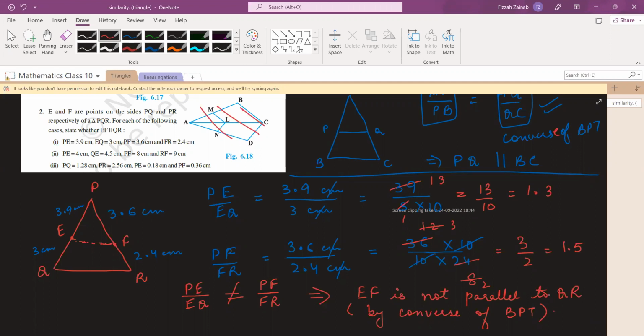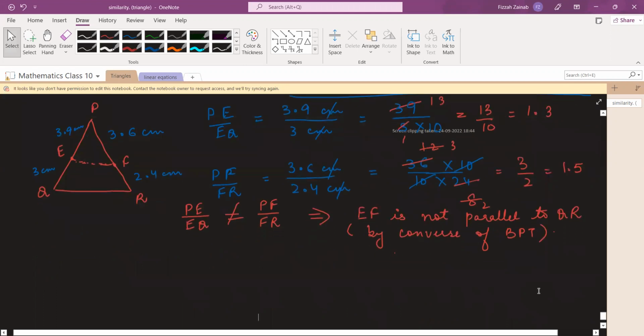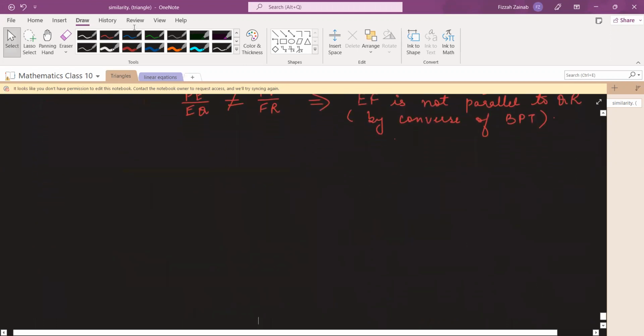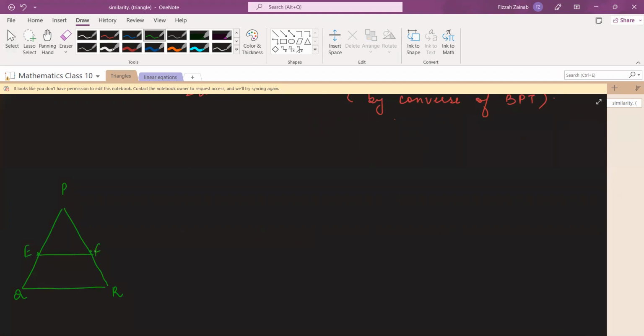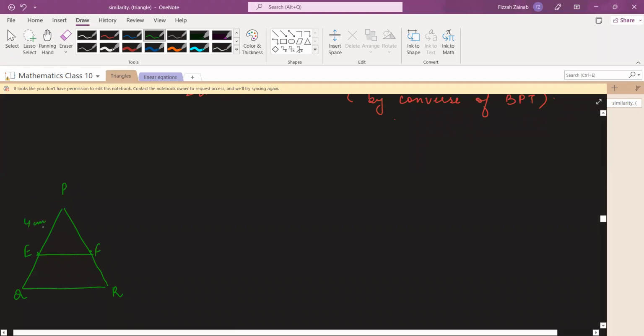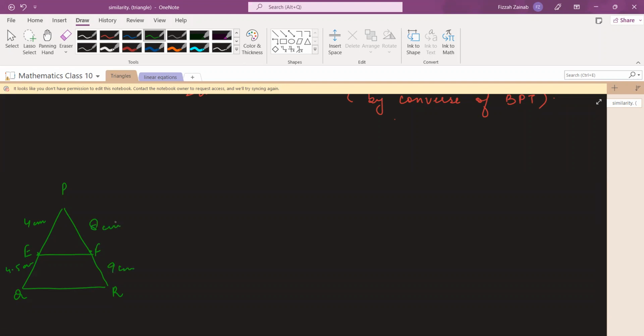Okay, let's do the second part. So again, I'm drawing a triangle here, PQR, and then some points E and F are here. Now, what is given? PE is 4 centimeter, QE is 4.5, PF is 8 centimeter, and this is 9 centimeter. So again, we can check.